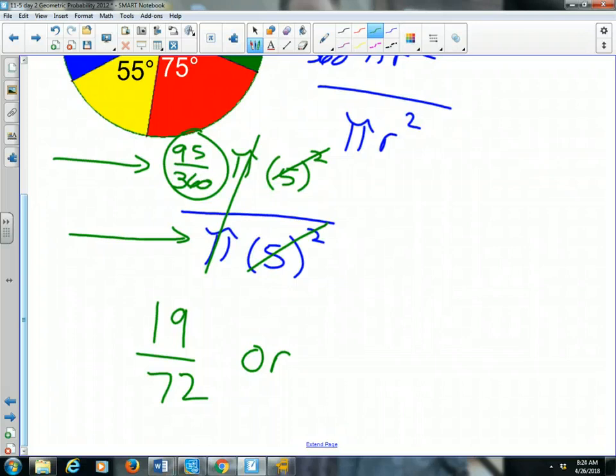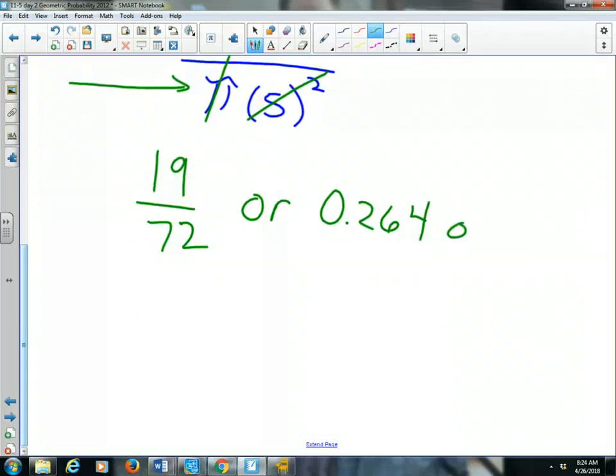So if you divide 19 by 72, you would get 0.264. Again, all probabilities are between 0 and 1. And so 0.26, obviously in between 0 and 1. Sometimes this is also written as a percent, so you might see 26.4% is that probability of it landing in the blue region.